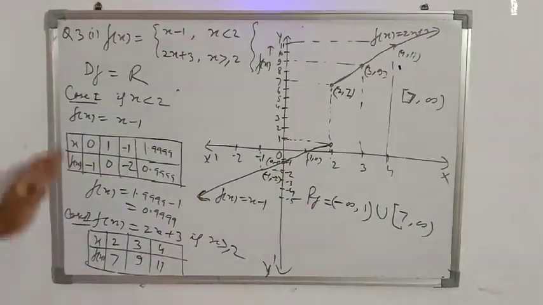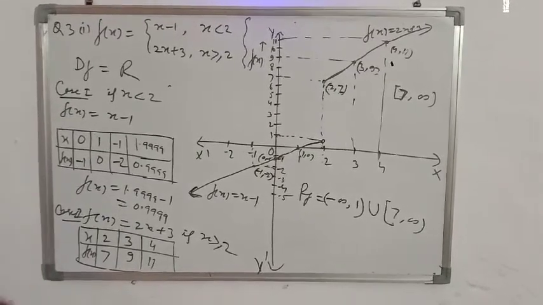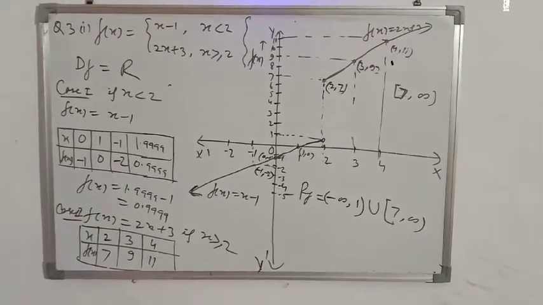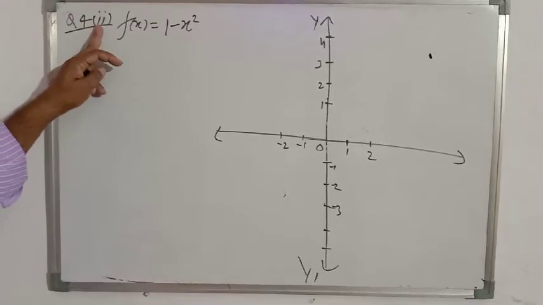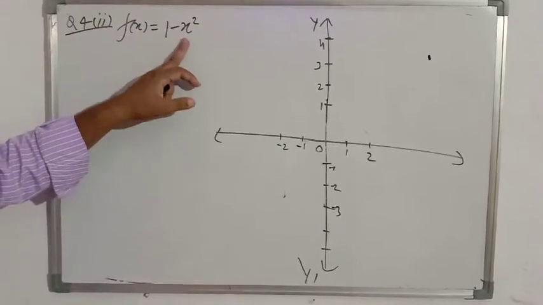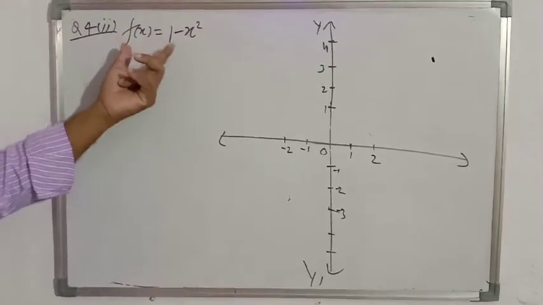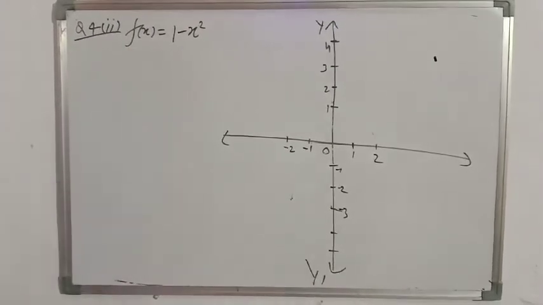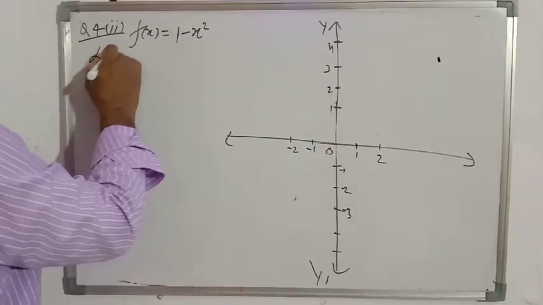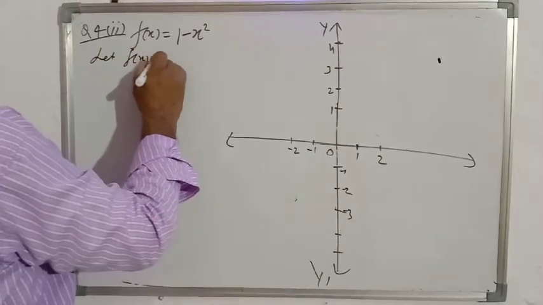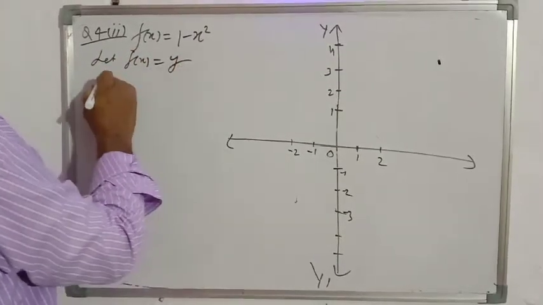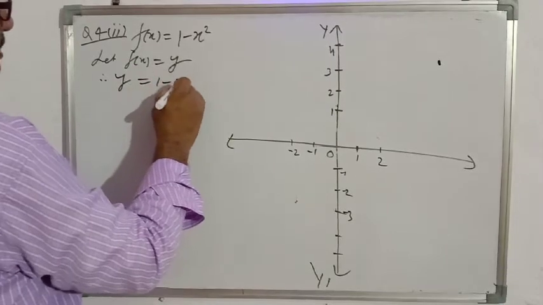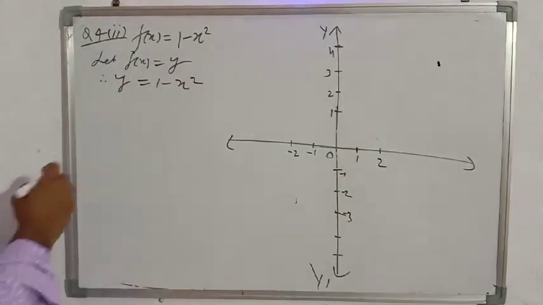I hope that this is clear to you. Now we will see question number 4, second part. f(x) is equal to 1 minus x square. We have to plot the graph of this function and also find its range. So we can suppose let f(x) is equal to y. Therefore y is equal to 1 minus x square.